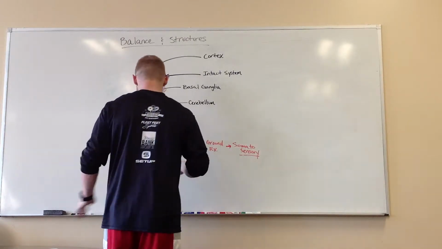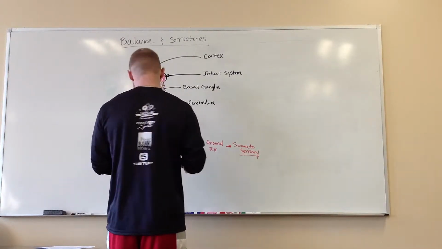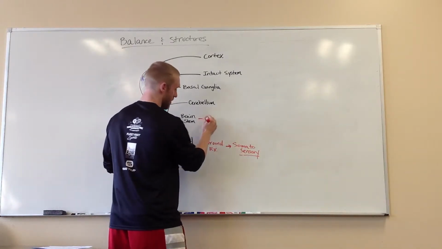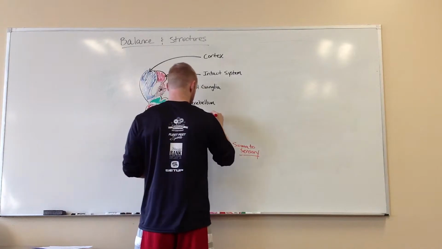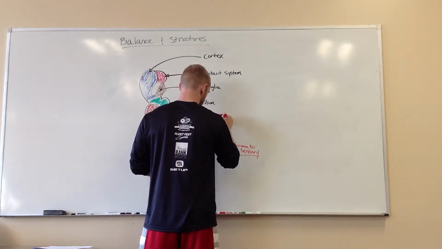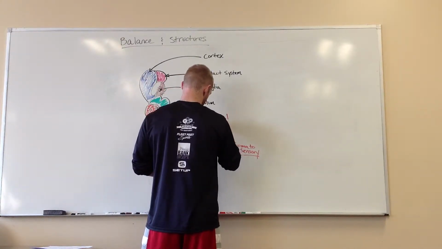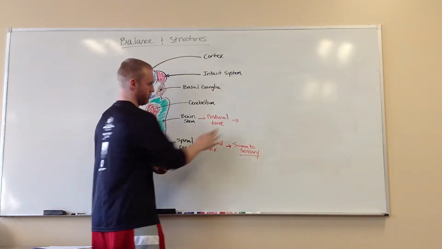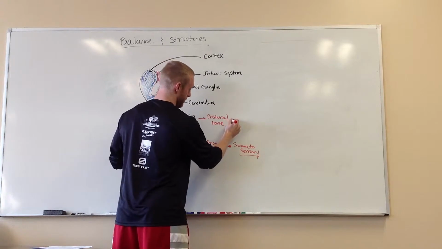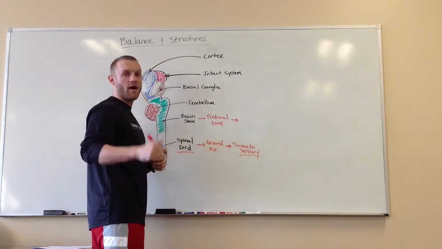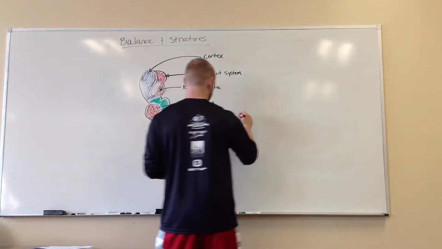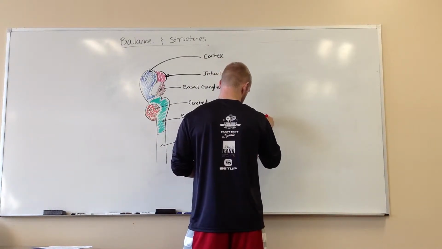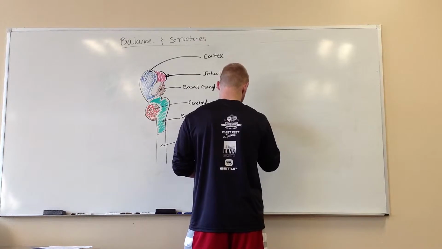Alright, so now we have the brainstem. This is going to deal with our postural tone. And this, it's a terrible arrow, is going to be where our vestibular system is kicked in, okay?